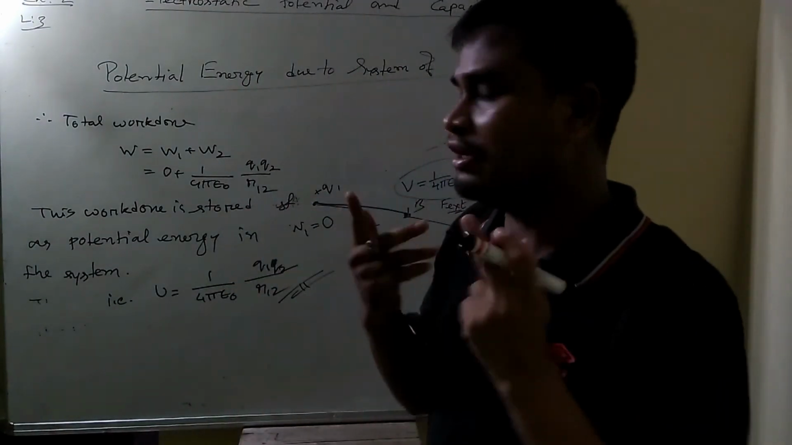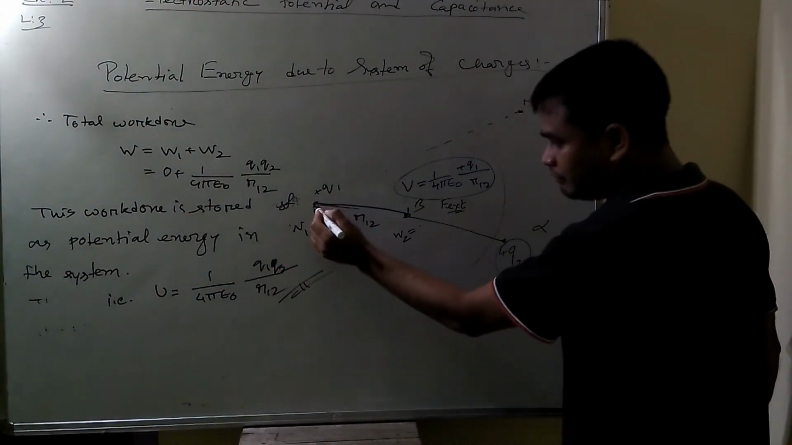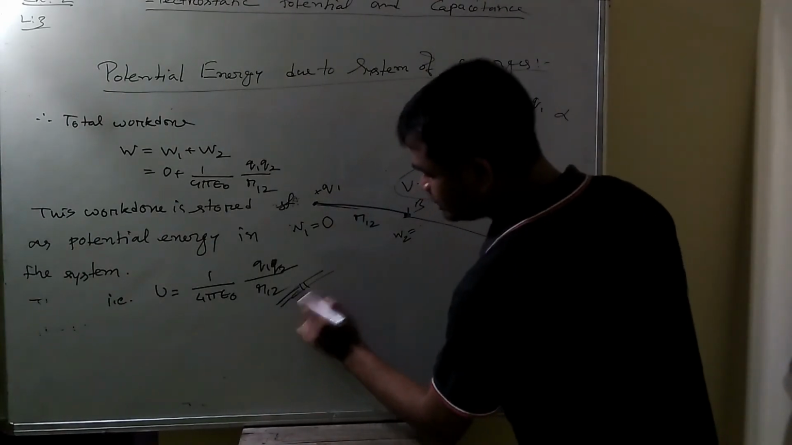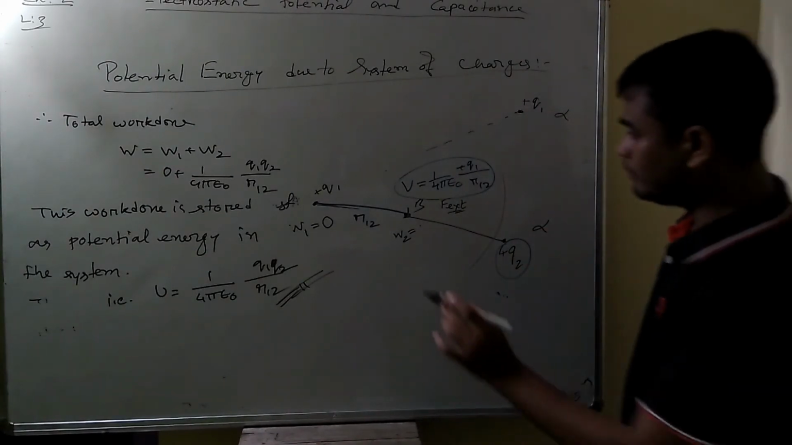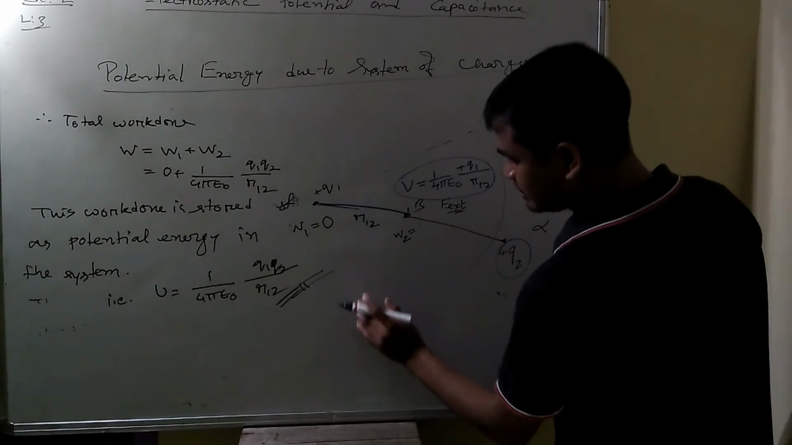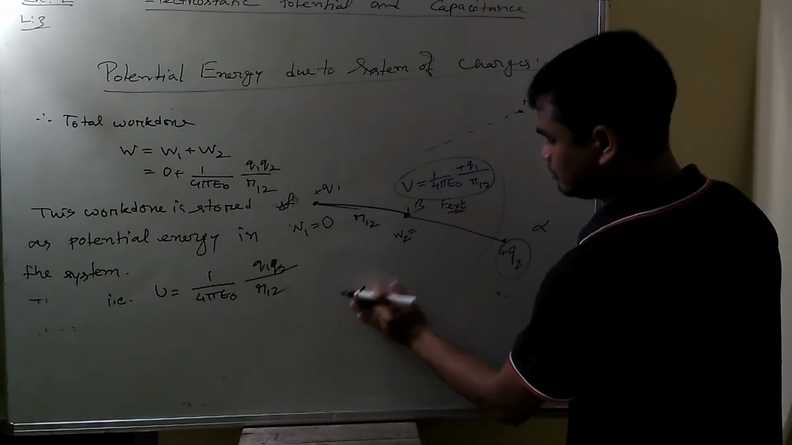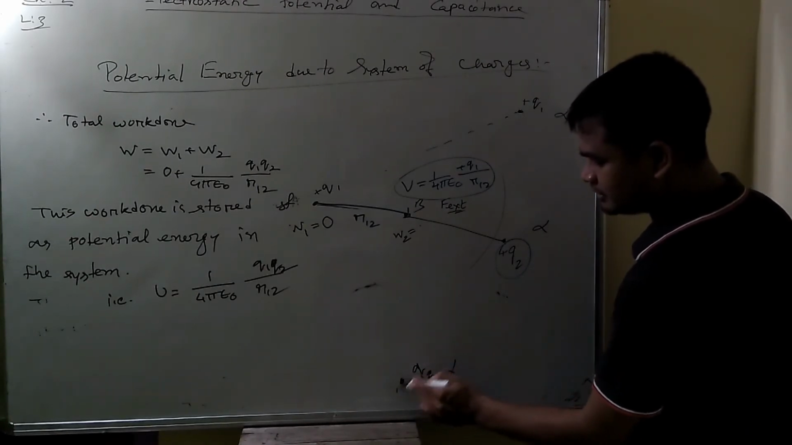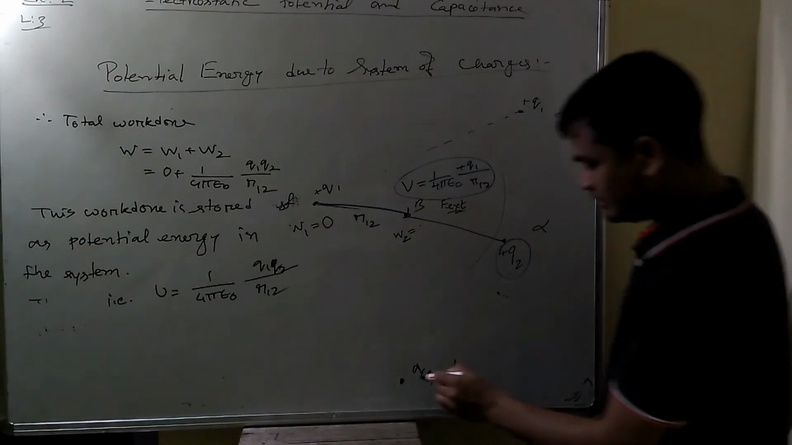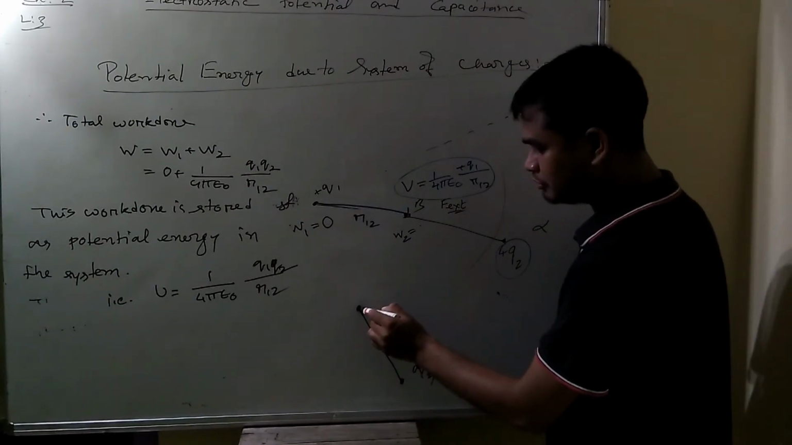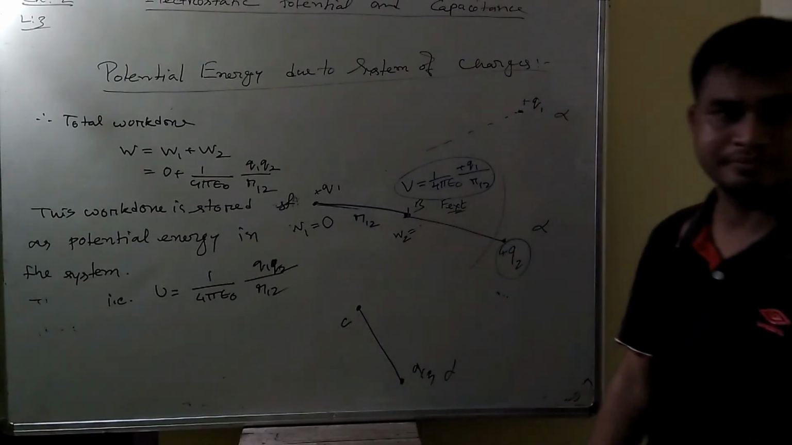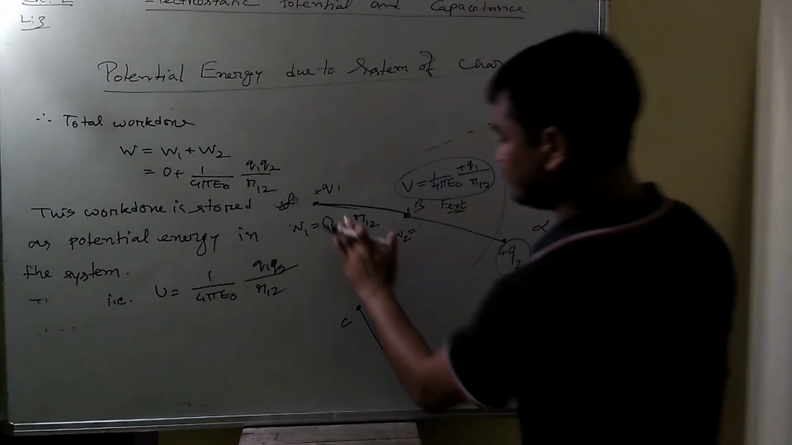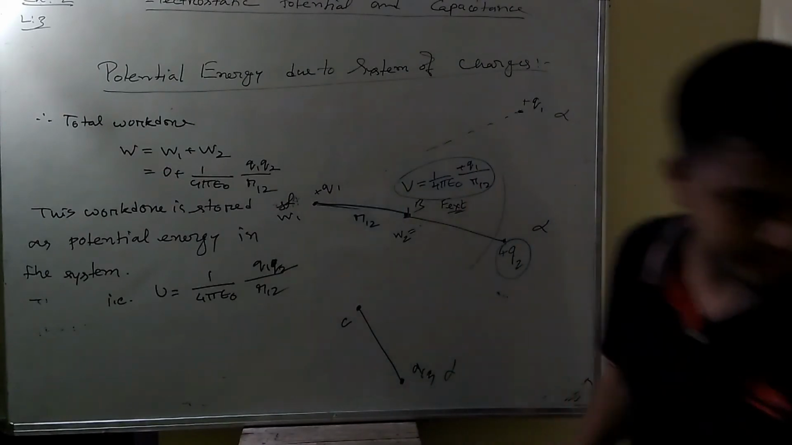Three body system, what we have to do? Clear? Already we have done it for the two body system, Q1 and Q2. Clear? This is the potential energy. Okay. Now we bring another charge. Let us consider Q3. Q3 charge is at infinity. So we have to bring this charge from this position to this position C. If we have to bring this charge from infinity to this position, that is what?